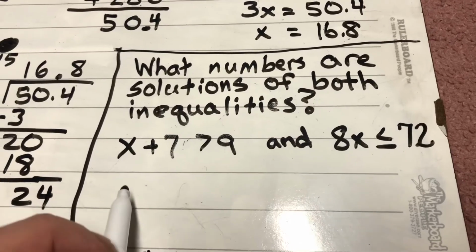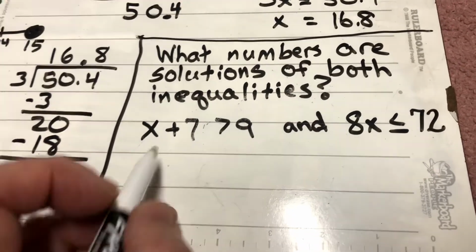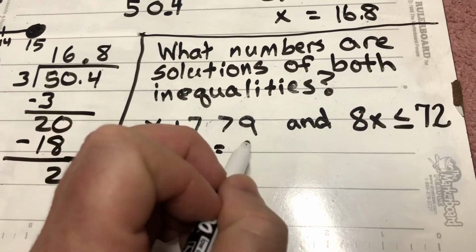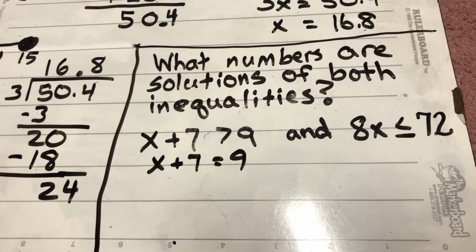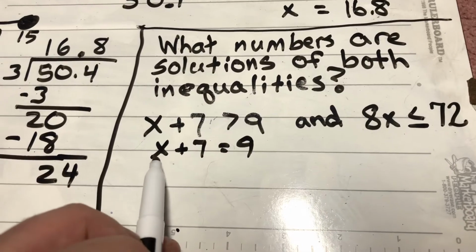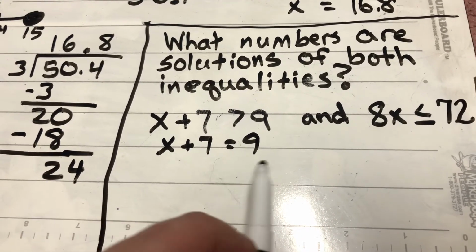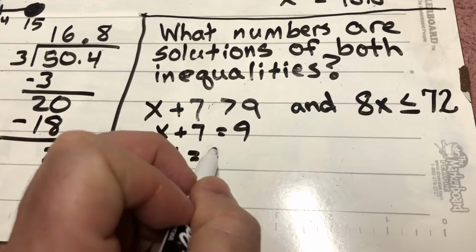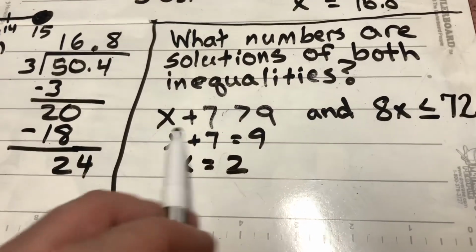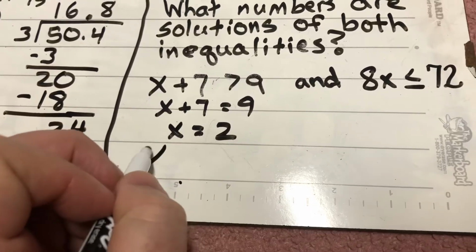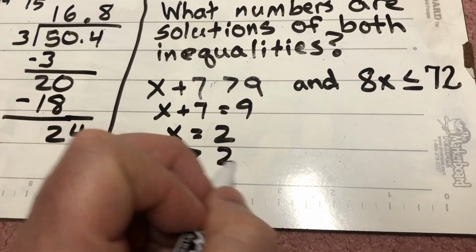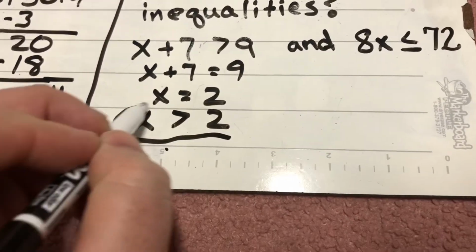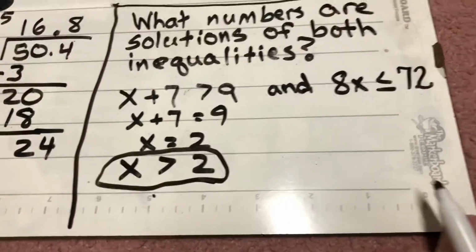Okay, so let's look at an example. X plus 7 is greater than 9. So you want to think x plus 7 equals 9. Now if I subtract 7 from both sides, that's going to leave me with x over here. 9 minus 7 is 2. So it tells me that x equals 2, which means my actual inequality is x is greater than 2. So this is actually what I'm going to be thinking about when I come back to it at the end.